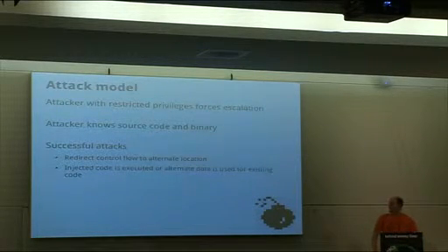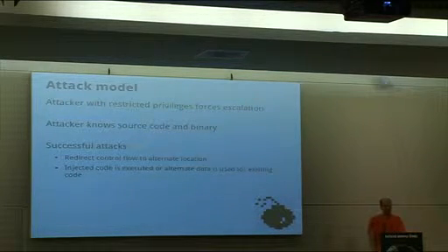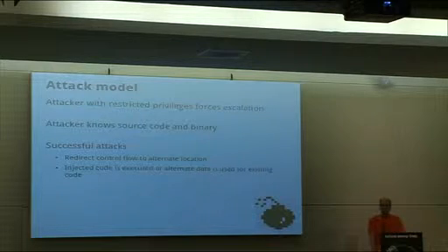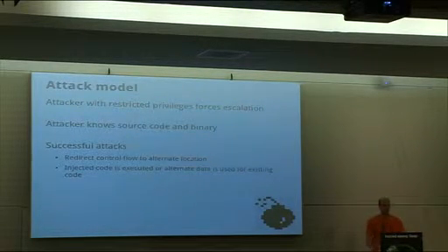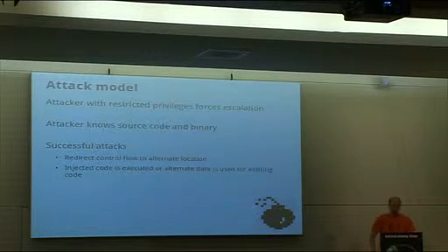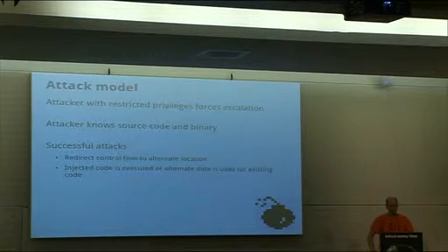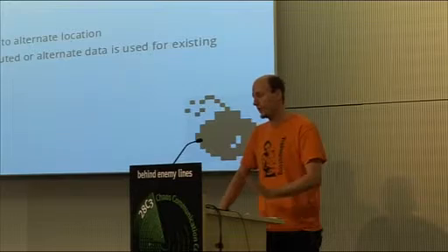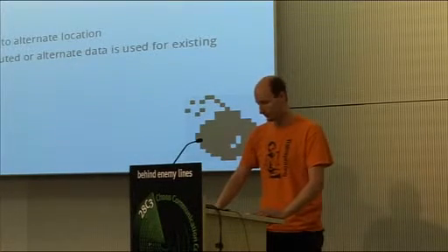On the other hand, we define a successful attack to be if an attacker is able to redirect the control flow at one point in time to an alternate location by injected data or injected code. And we also require the attacker to execute either injected code that is now part of the runtime image, or alternate data that is used for existing code.